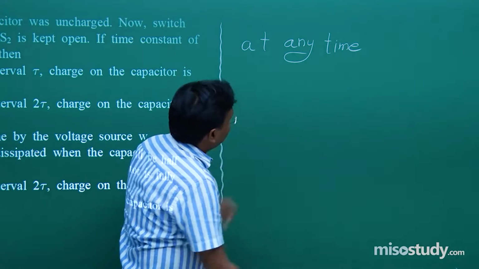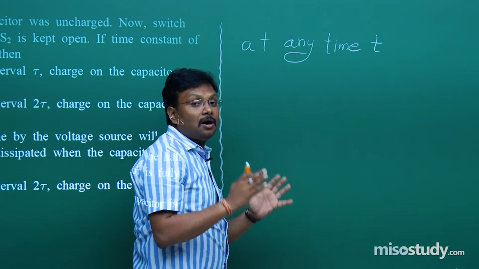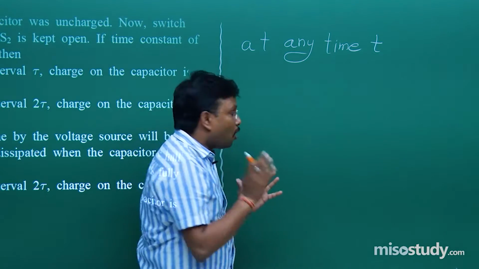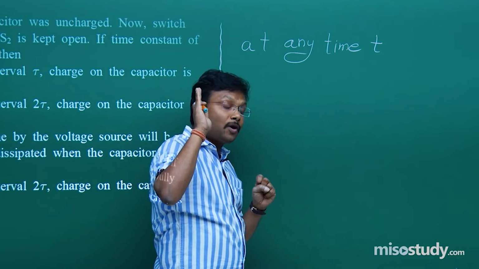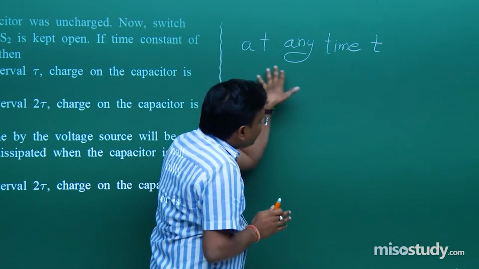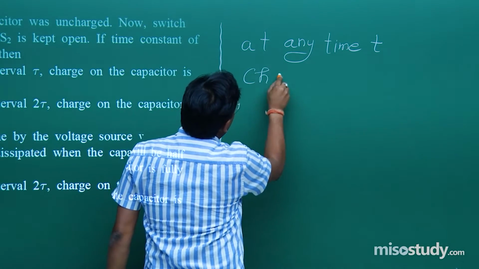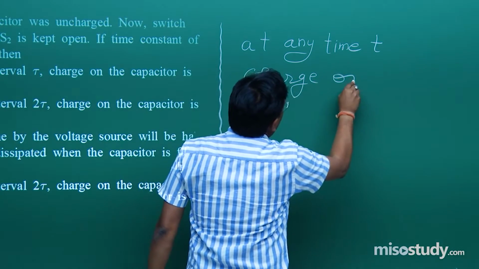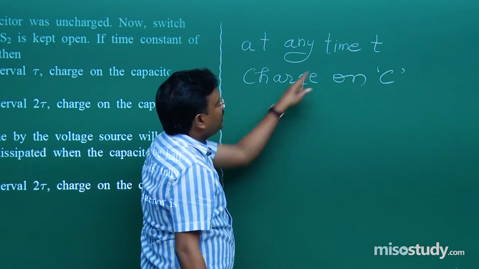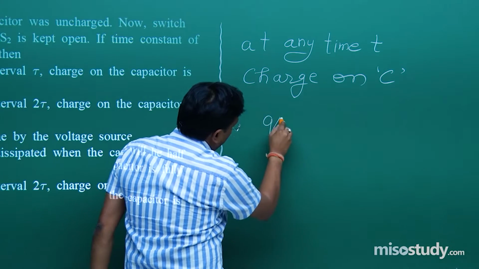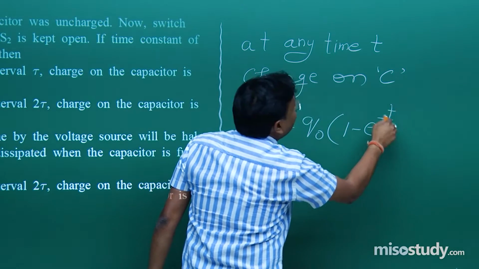So, at any time t, the change of charge on the capacitor. Why am I saying this? Because initially the capacitor is uncharged. When you close switch S1, close your eyes, think about S1, then energy will start to flow. So, at any time t, charge on C, rather than writing capacitor, I am simply writing C. At any time t, charge on C is Q equals Q naught times 1 minus e to the power minus t by tau.